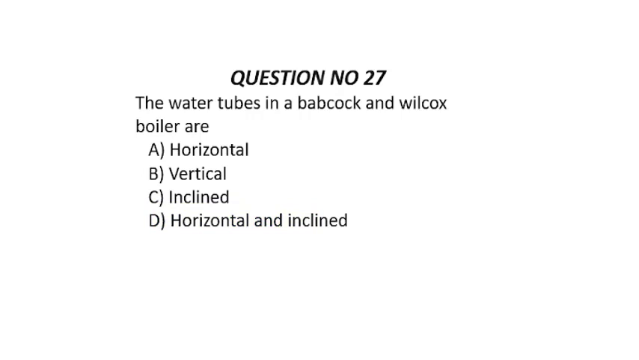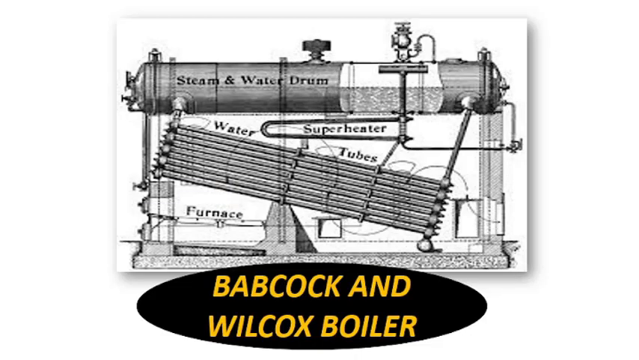Question number 27. The water tubes in a Babcock and Wilcox boiler are. So the water tubes are inclined in the Babcock and Wilcox boiler. So the correct option is option C. This is generally the Babcock and Wilcox boiler. You can see the water tubes are inclined, such that they are at an angle with the horizontal.